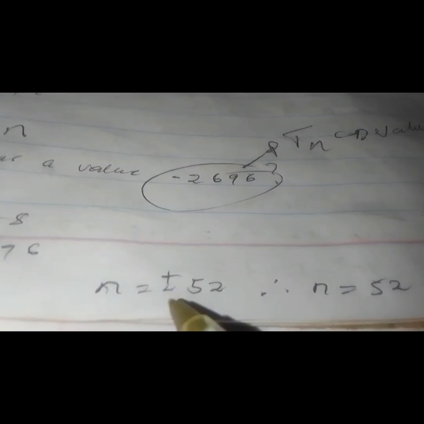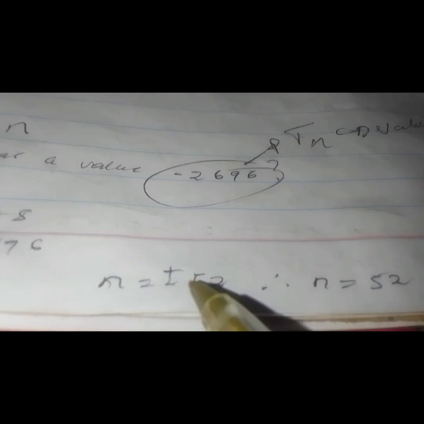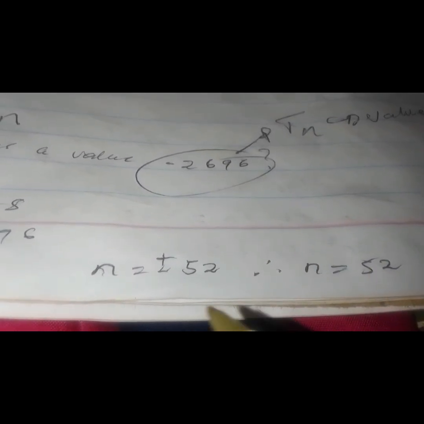But don't forget that you need the positive value. So your n will be 52, the positive 52, not the negative 52. Don't forget that. Your n always needs to be positive. So okay, let's go to our next question.